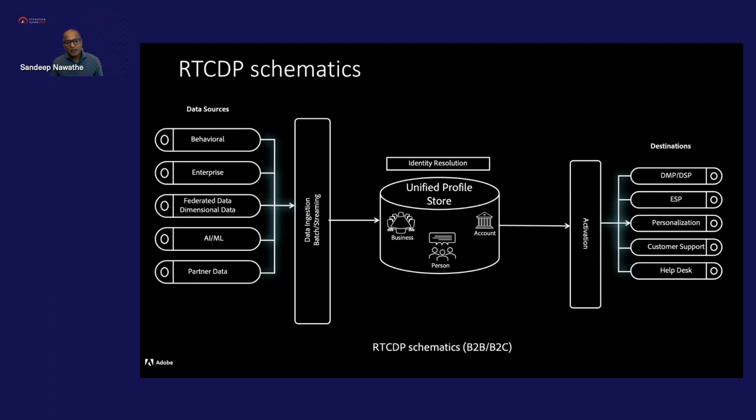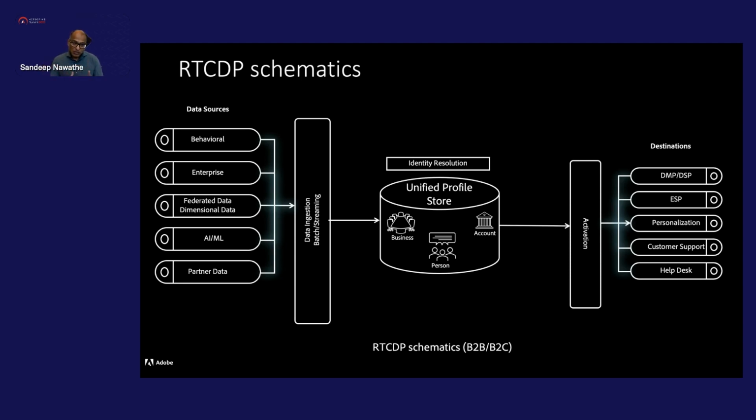On the left-hand side, you have data sources. Data sources are a large number of sources that bring in the data. The data arrives as behavioral data, or as enterprise data sets such as CRM data sets, federated data sources, partner data. All this data is ingested either in a batch manner or in a streaming manner. The data gets ingested into the unified profile store.